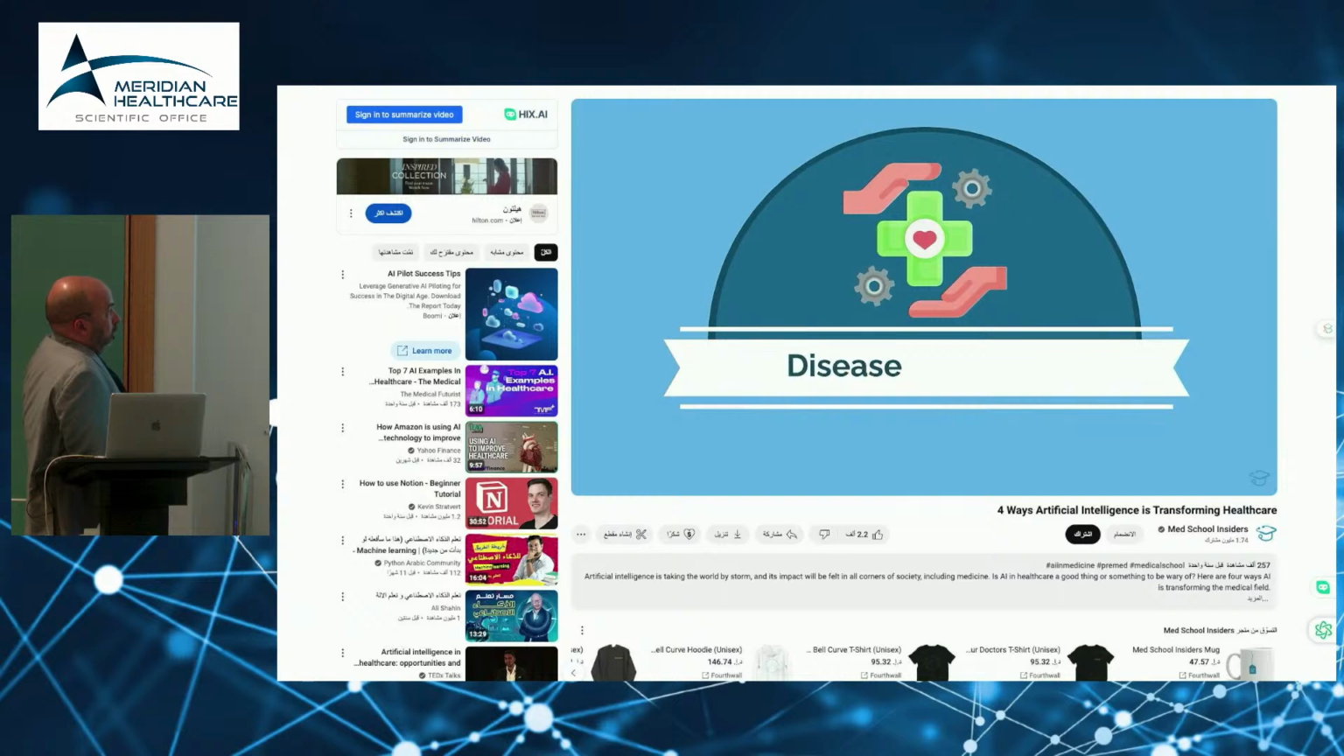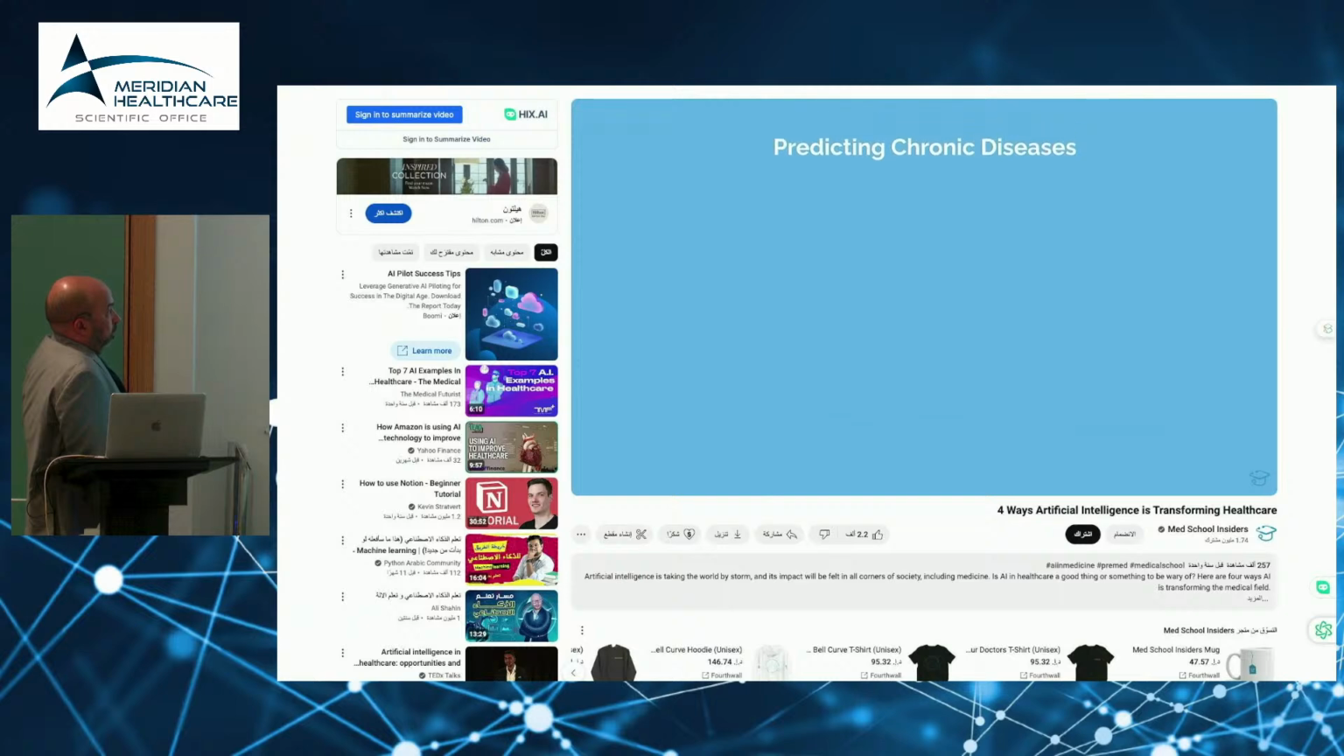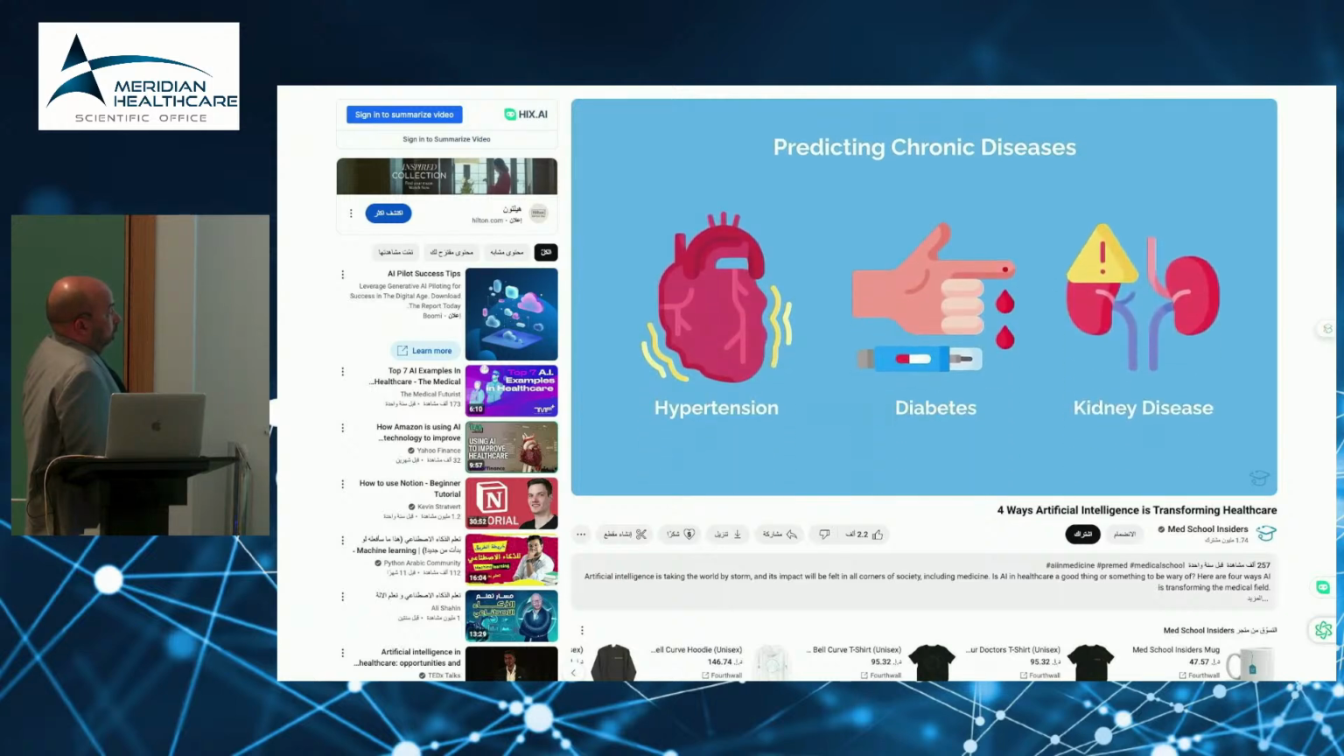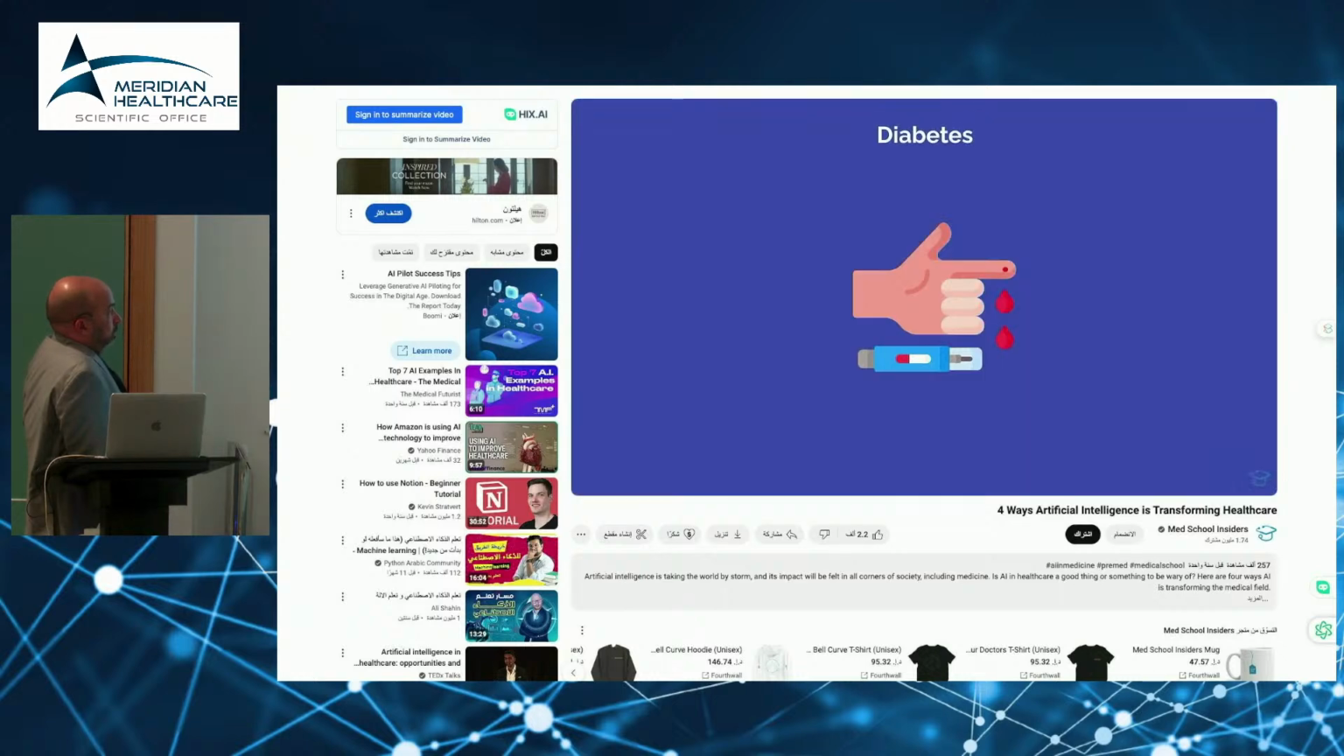Beyond diagnosis and treatment, AI has powerful potential in predicting the occurrence and progression of chronic diseases like hypertension, diabetes, and kidney disease, which can help patients live longer, healthier lives. Let's take a closer look at diabetes.